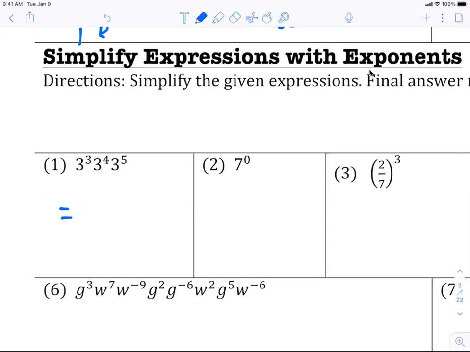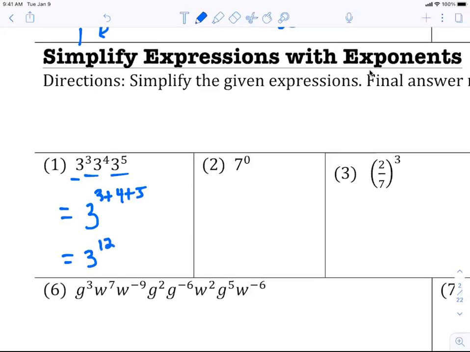But the shortcut is the product of powers rule, which tells us that if I'm multiplying exponents that have like bases, all we have to do is add all of my exponents together. I have 3 3s in the first one, 4 3s in the second one, and 5 3s in the third one, which means if I add all of those together, we're left with 12 3s.